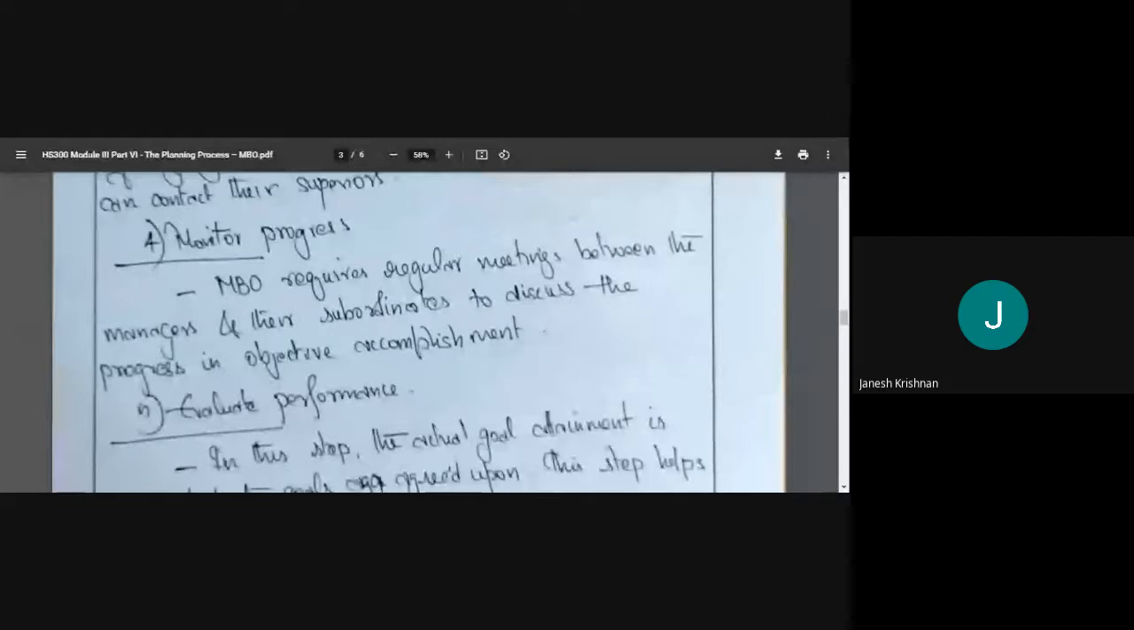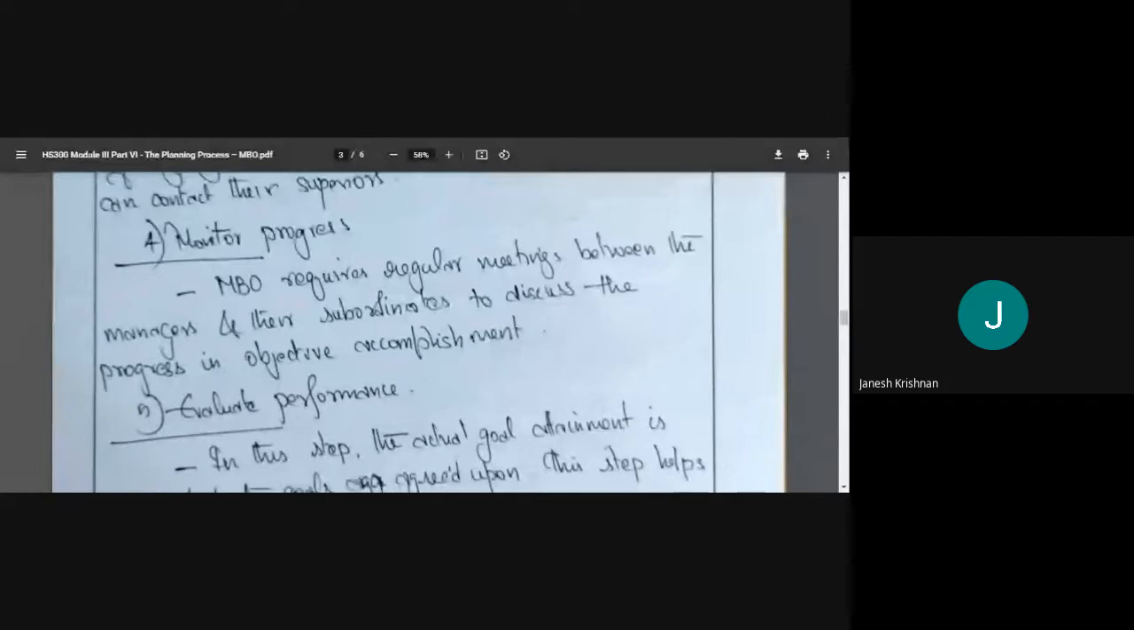So it's very important because you need to have regular meetings with the managers and subordinates and discuss the progress in objective accomplishment. What is happening? Where are we now? Can we reach the objective? Can we not? Is there any problem like that? You need to have daily or regular meetings and discuss it. That is monitoring the progress.